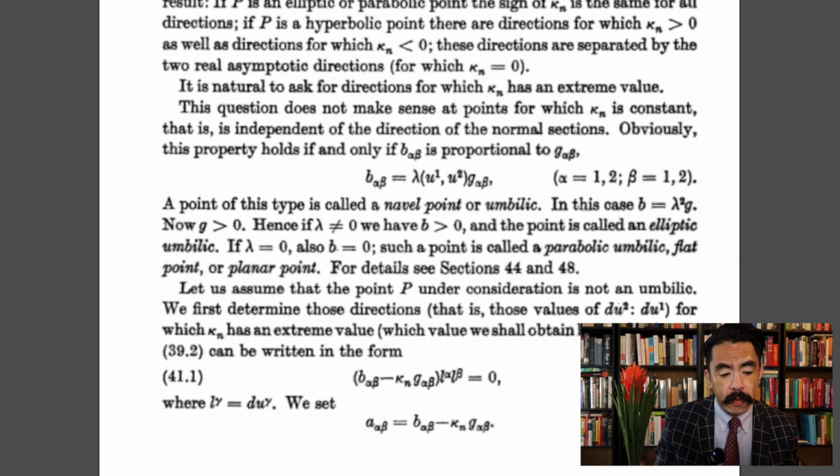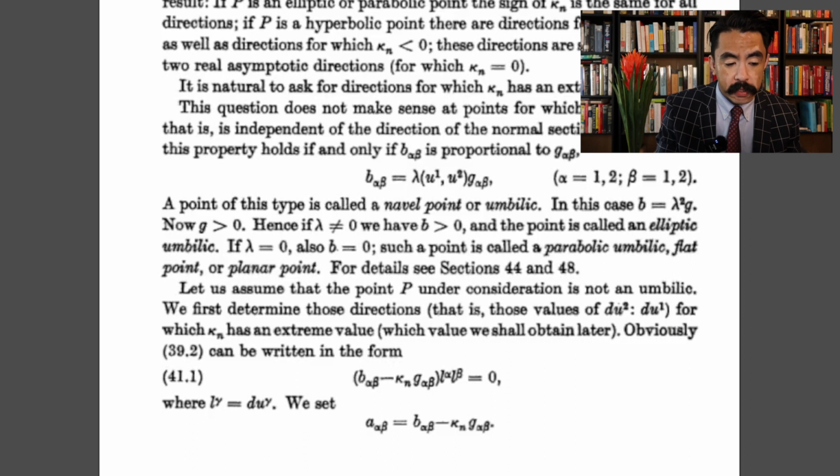Let us assume that the point P under consideration is not an umbilic. We first determine those directions, that is, those values of du2 to du1, for which kappa_n has an extreme value, which we shall obtain later. Obviously, the relation for the normal curvature as a quotient of the second and first fundamental forms can be written in the form (b_αβ minus kappa_n g_αβ) times L^α times L^β equals 0, where L^γ denotes du^γ. We set a_αβ equal to b_αβ minus kappa_n times g_αβ.